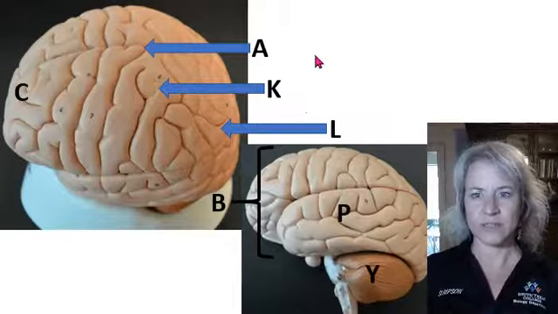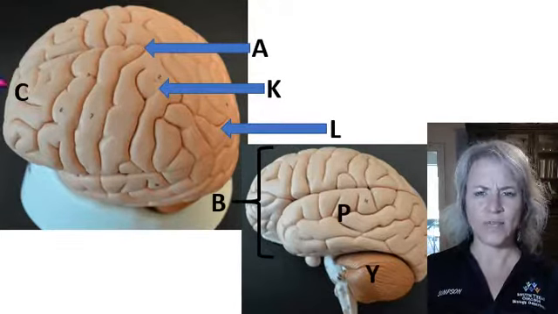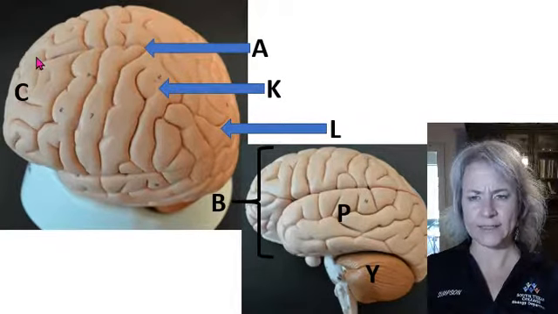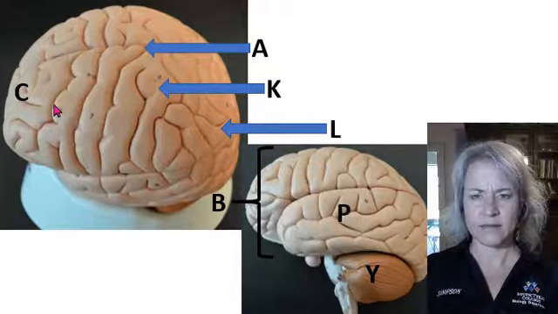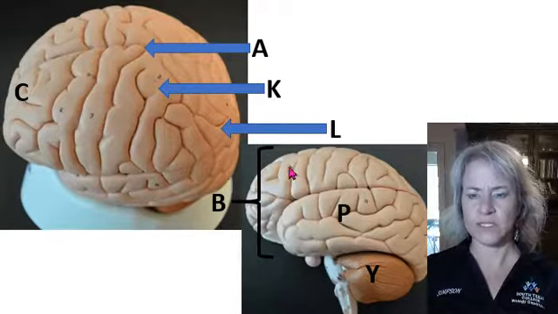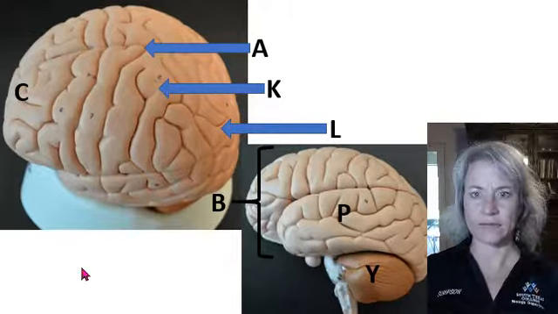Okay, I'm going to have you review these parts of the brain. What is the name of this groove down the center of the brain? A. What is the name of all this pink part here? And then what is the name of this brain part? Y.